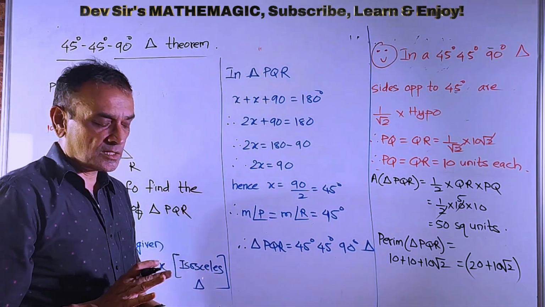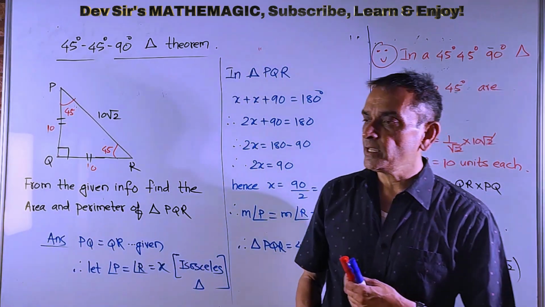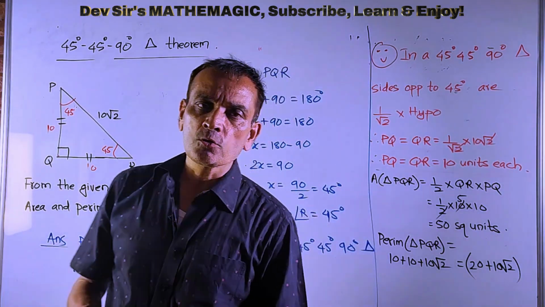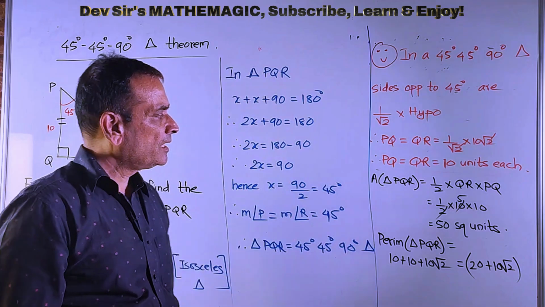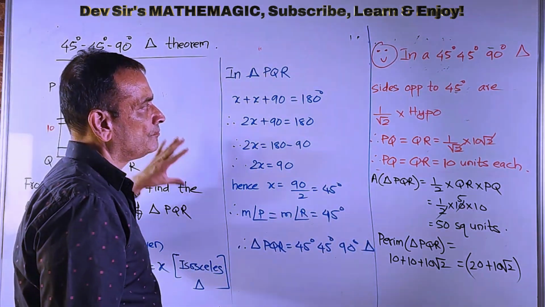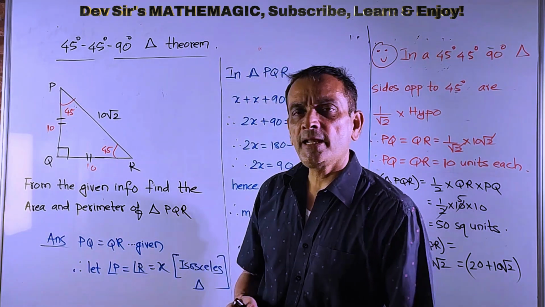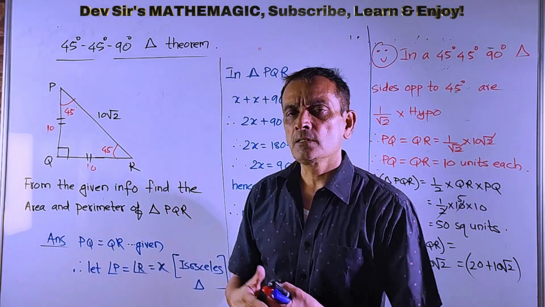So these were the two theorems, 30, 60, 90 and 45, 45, 90. Have a look at the video again. Try to solve them without looking. This second sum was asked in one board exam for 4 marks. It is not from the textbook, it is an outside sum, but it was asked.